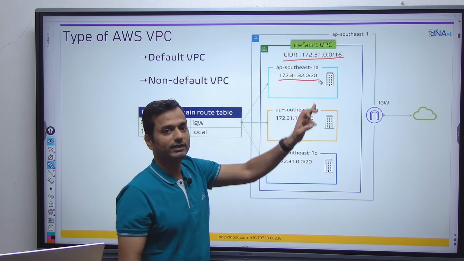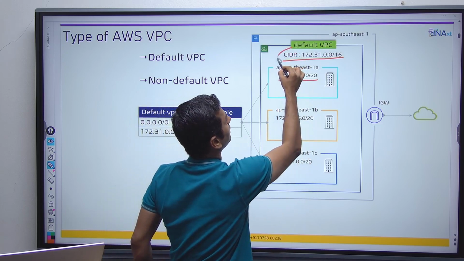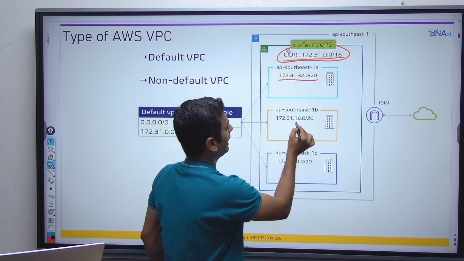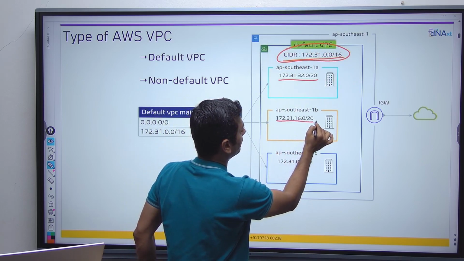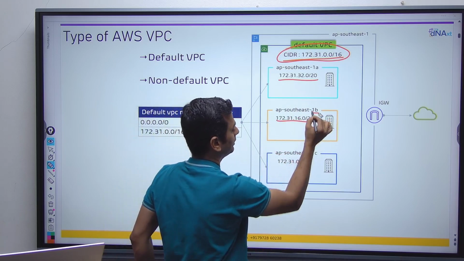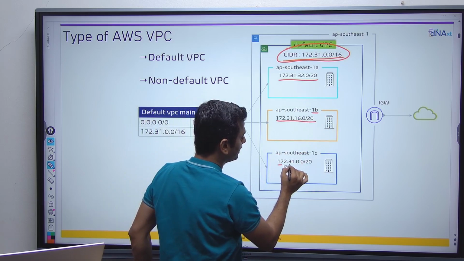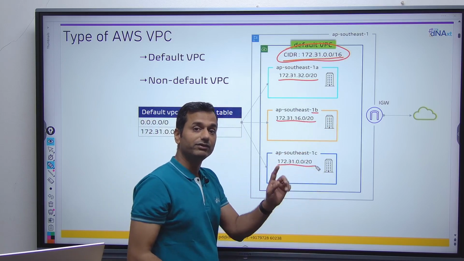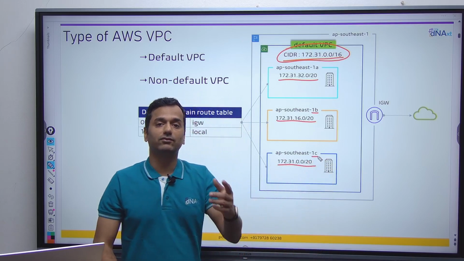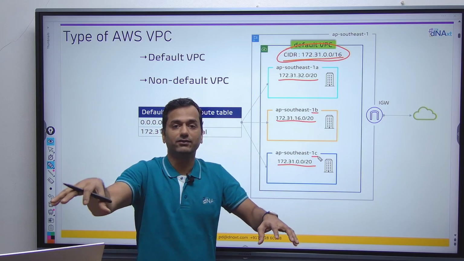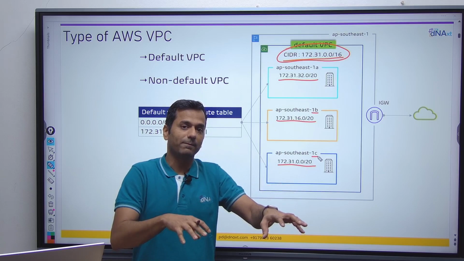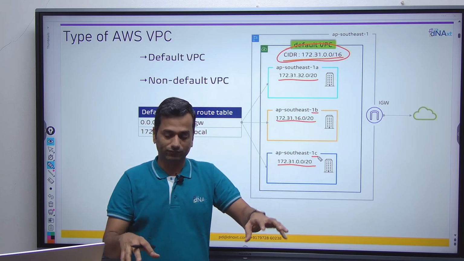172.31.32.0/20. See, look here, guys. This is under the default VPC, default CIDR. We have another subnet 172.31.16.0/22, which is assigned to the 1B zone, and 172.31.0.0/20, which is assigned to the 1C zone. In short, zone means in one region you have 3 different data centers. You could have 1 DC and 2 DR kind of thing.